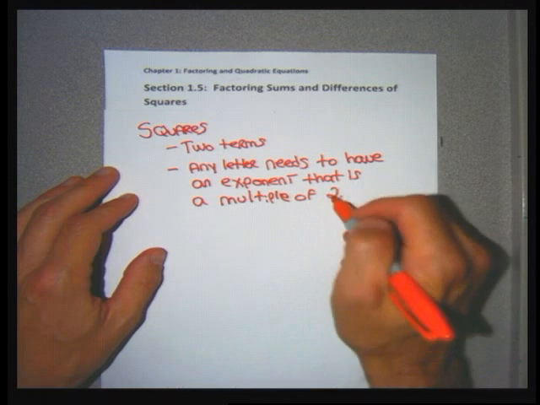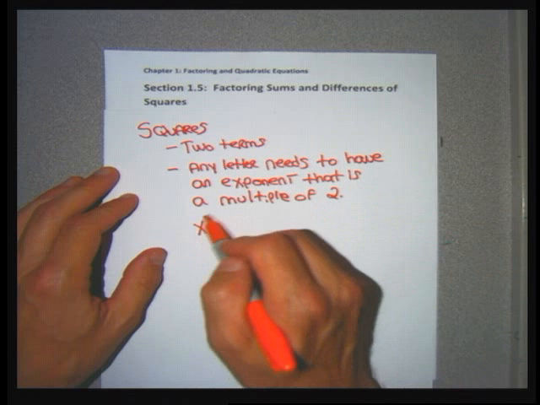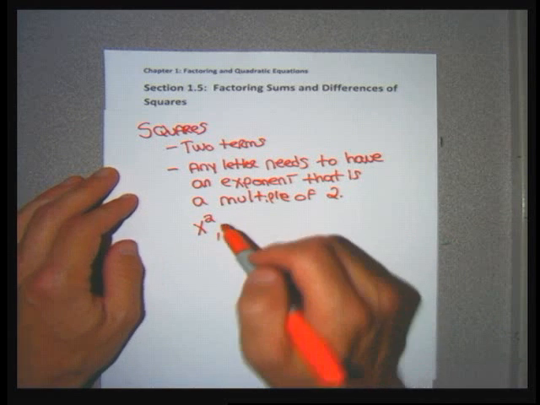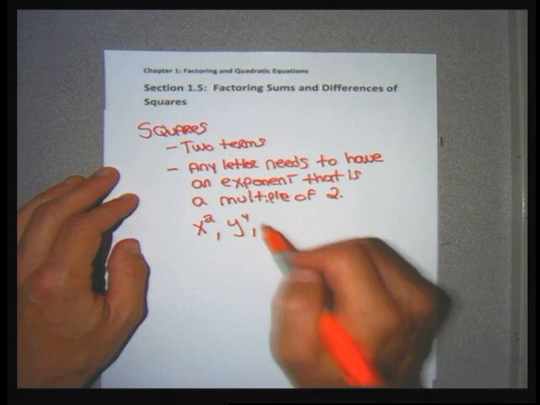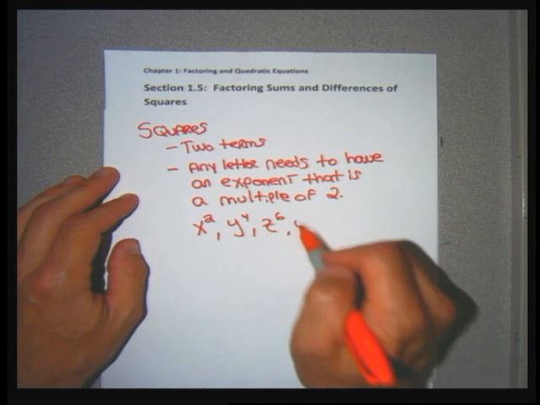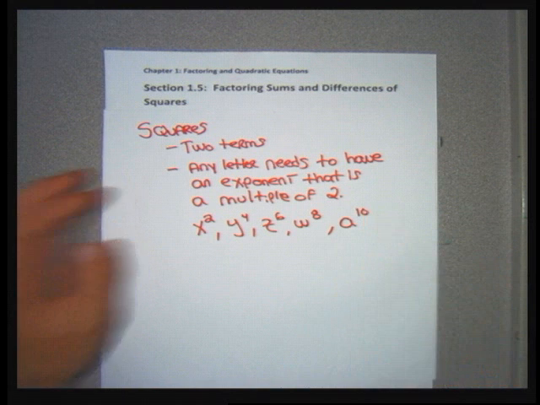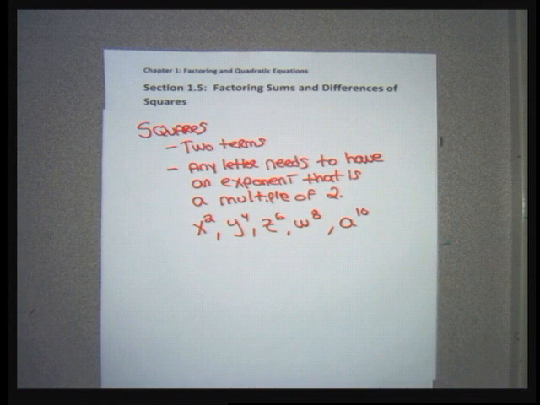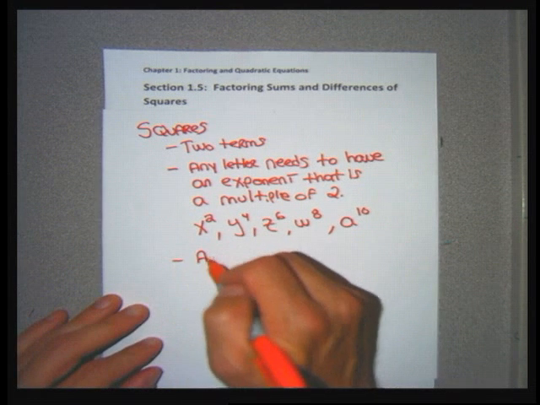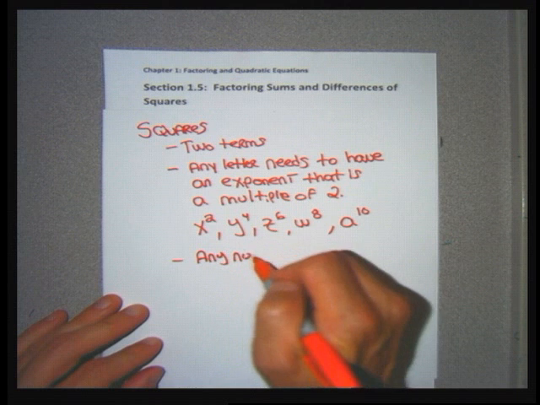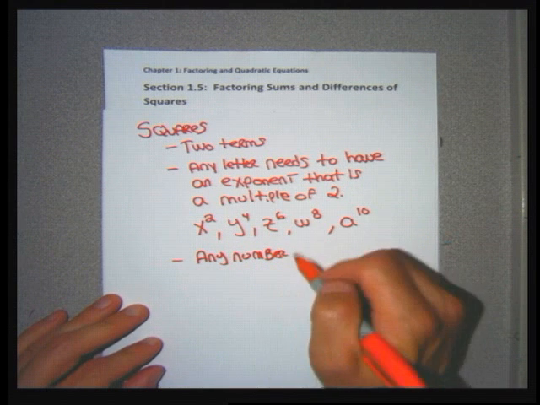So the kind of letters I might see like an x squared, or a y to the 4th, or a z to the 6th, or a w to the 8th, or a to the 10th. Those are the kinds of exponents that a letter needs. If I had an x cubed, or a y to the 5th, or a z to the 7th, that's likely not a square problem. And then any number needs to be a perfect square.